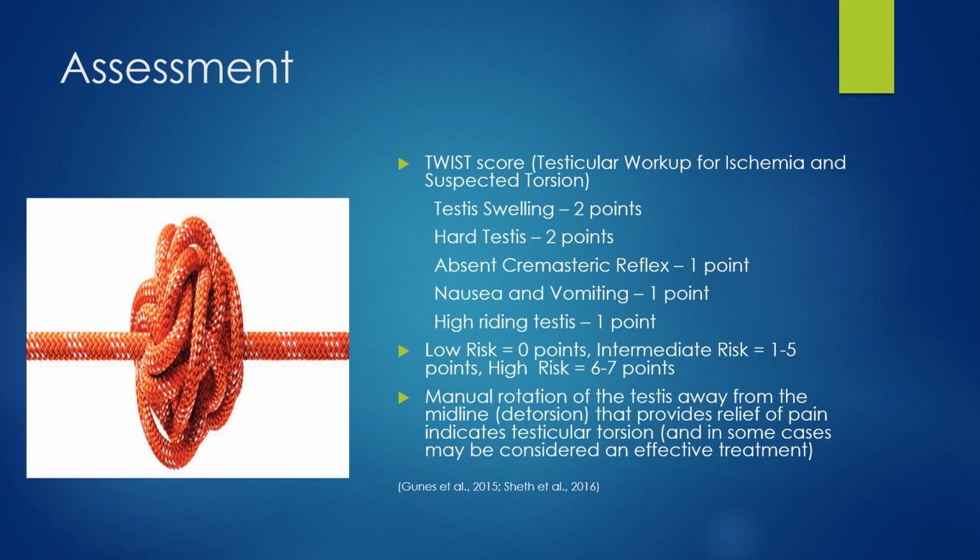The provider will then add the patient's score up. If the patient scores 0 points, this indicates they are at low risk. If the patient scores between 1 and 5 points, it indicates they are at intermediate risk. If the patient scores between 6 and 7 points, it indicates they're at high risk for this diagnosis.